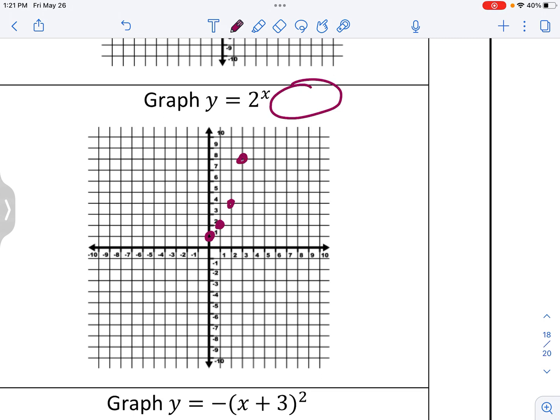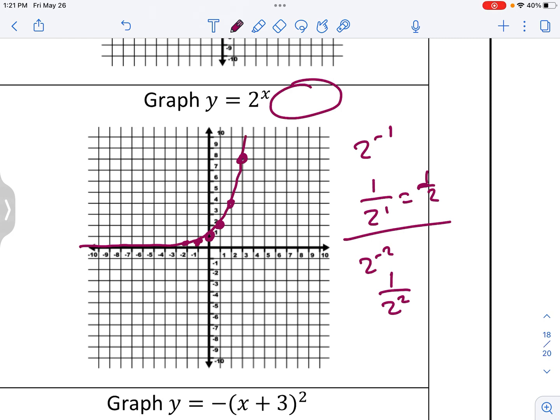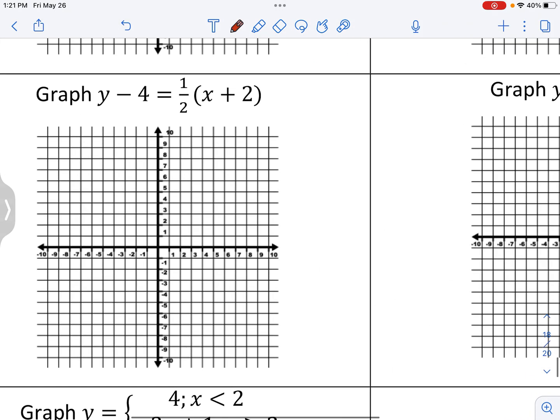Now what happens to the left? 2 to the negative 1 power, remember, you're going to change that to 1 over 2, which is a half. And then 2 to the negative 2 power, you're going to change that to 1 over 2 squared, which is 1/4. And on these exponential graphs, you will come down to a horizontal asymptote, meaning a place that the graph would get closer and closer to without crossing. And in this case, that place is y equals 0. We'll never cross this y equals 0 line.